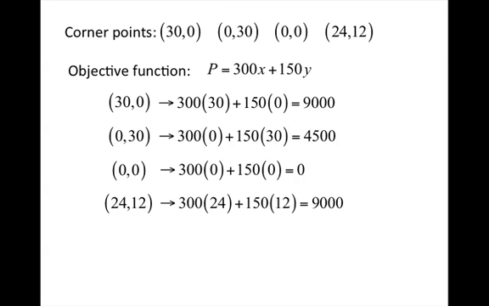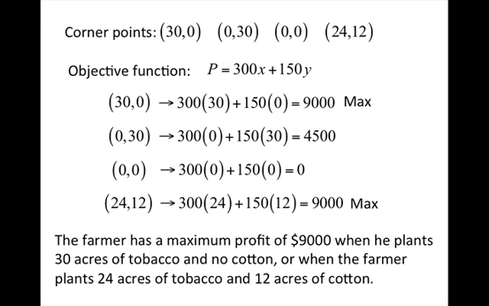We'll look back at the purpose of the problem. I want to maximize the profit. Well, I have 2 highest values. I have 9,000 twice. So that means I have the option. I can either plant 30 acres of tobacco and no acres of cotton from the ordered pair 30, 0, or I can plant 24 acres of tobacco and 12 acres of cotton, and this is from the point 24, 12. And either way I choose, I get that my maximum profit is $9,000.